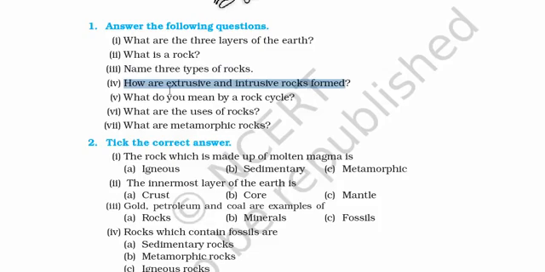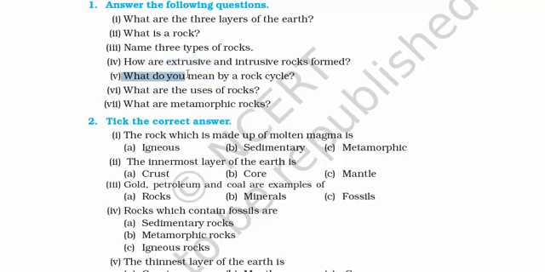Fourth question, how extrusive and intrusive rocks are formed. So the meaning of extrusive is outside, intrusive is inside. So when the magma comes out from the volcano and it spreads over the crust that is the outer layer of the earth, when it cools down, it forms an extrusive igneous rock because it's outside. But the magma which is there inside the core, there it forms another set of igneous rock which is called intrusive rock.